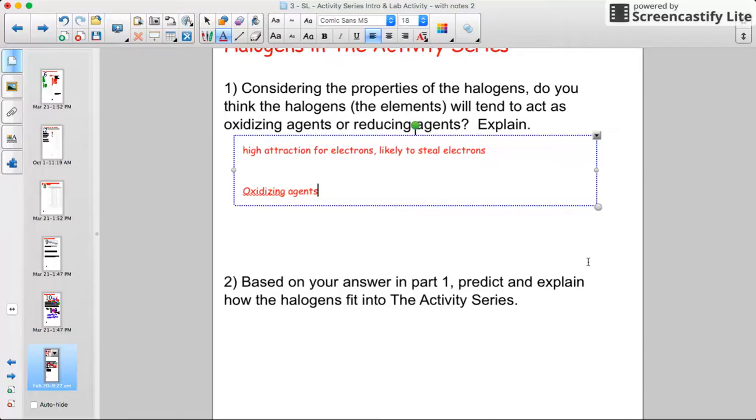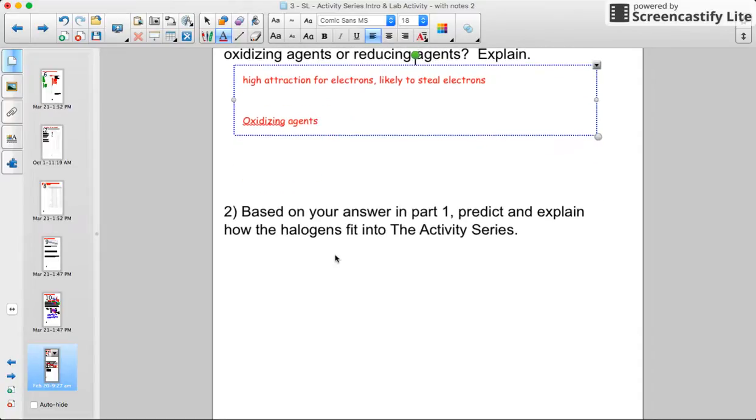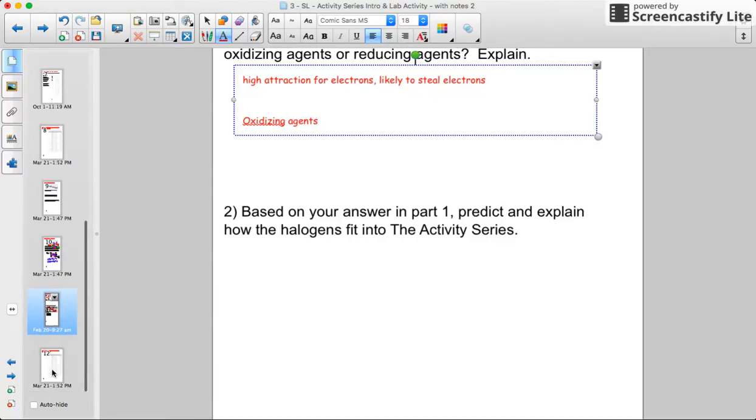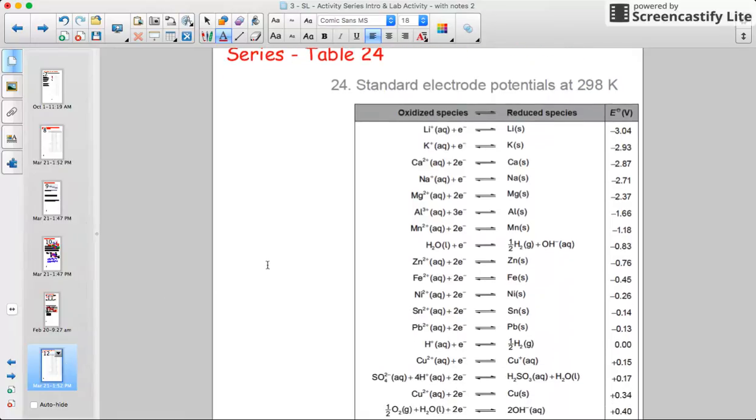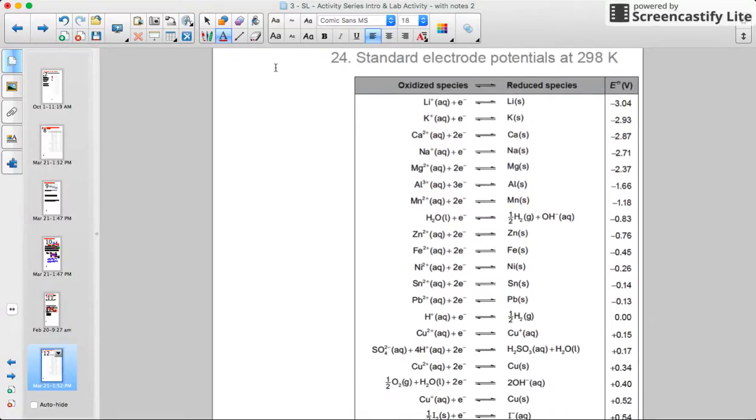Now, if we compare that to how the metals behave, the metals reacted as reducing agents, and the more reactive a metal was, the more likely it was to give away its electrons and reduce something else. So the halogens will fit into our activity series, but they'll actually be in the opposite column from the metals because they are the opposite type of element and they'll have the opposite type of reactivity. So it's easiest to cover this topic if you actually just look at table 24 of the data booklet.